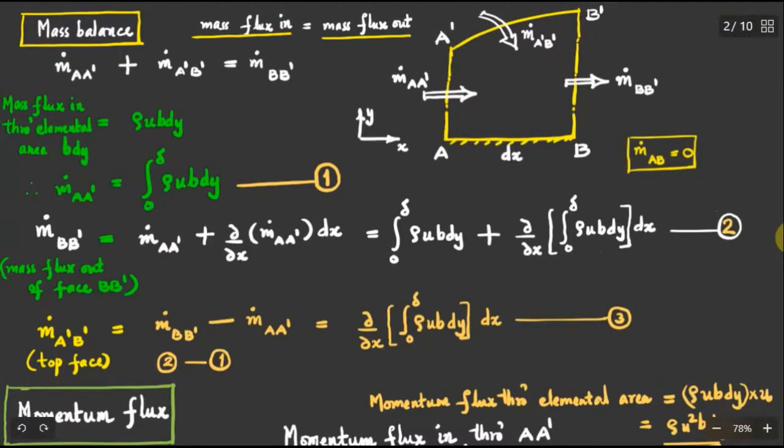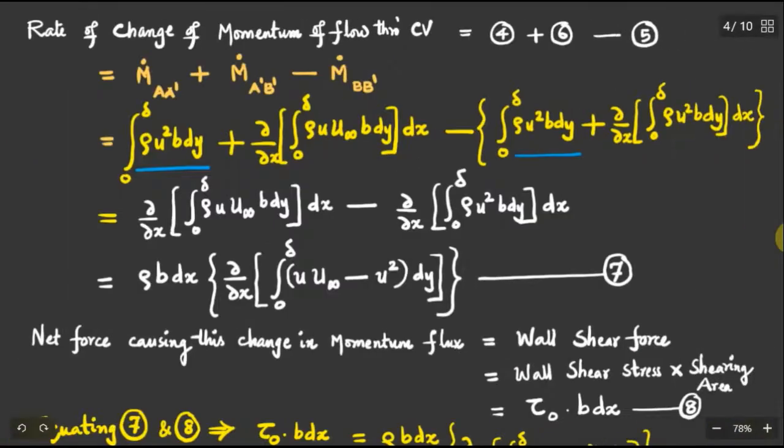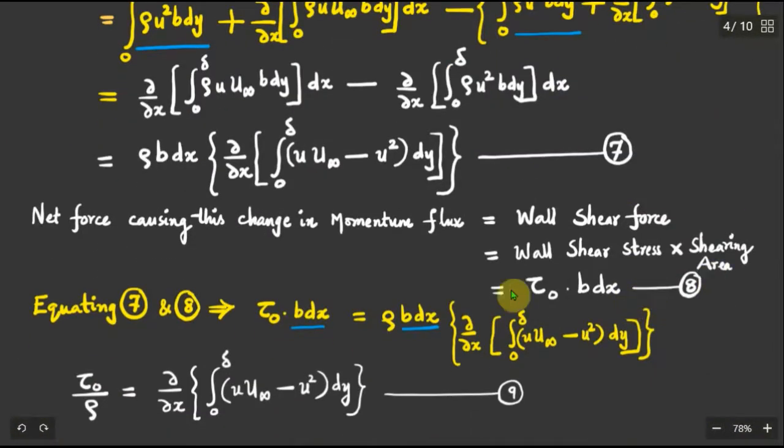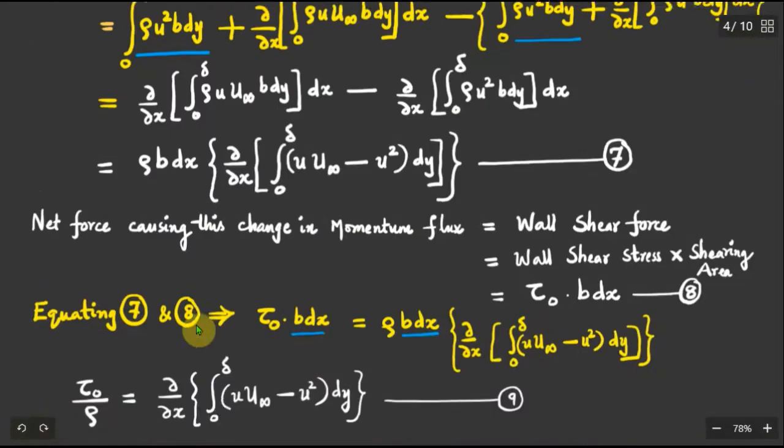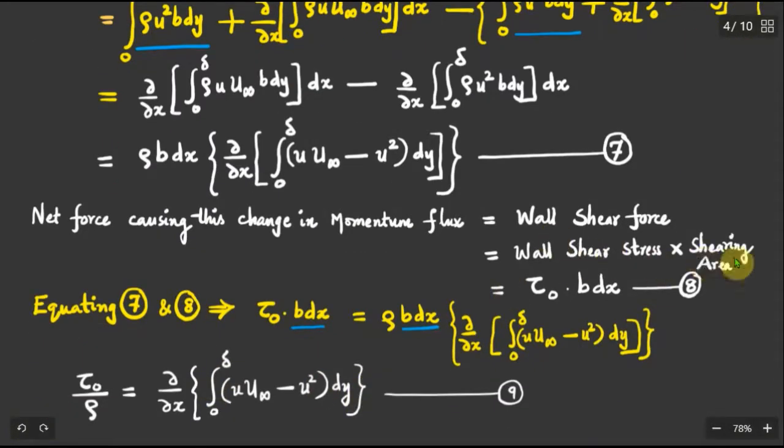So shear stress at the wall, that is tau wall multiplied by the shearing area. So tau 0 into the shearing area is B dx. That is actually the net force causing the change in momentum flux given by equation 7. So if you equate these two, you will get the required von Karman momentum integral equation, by equating 7 and 8.